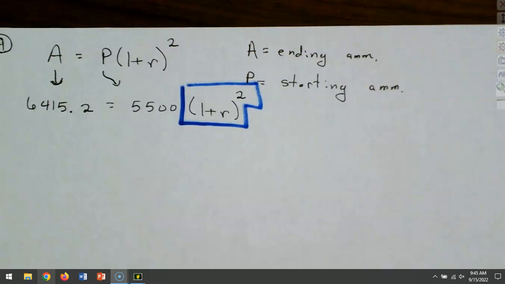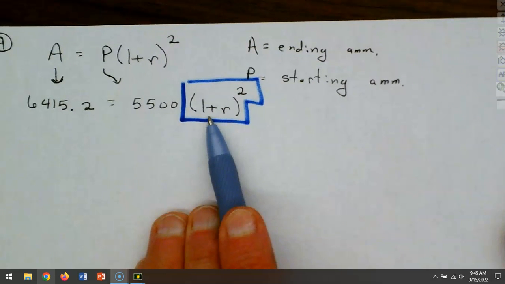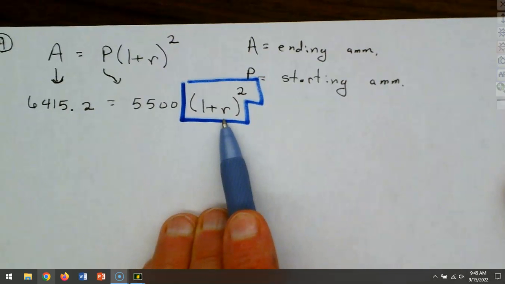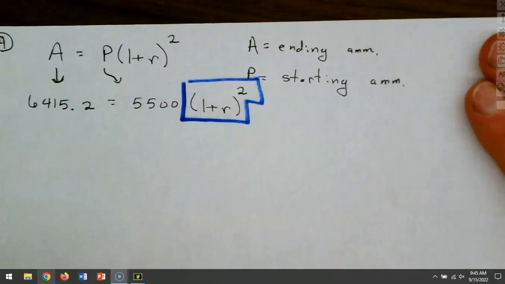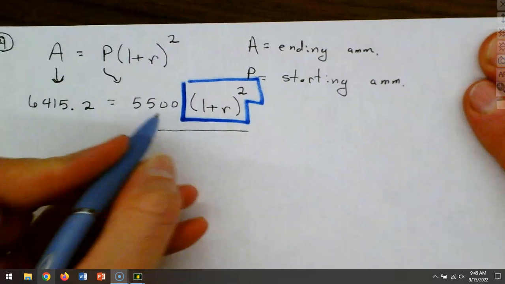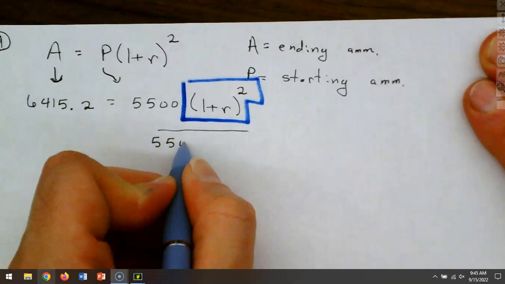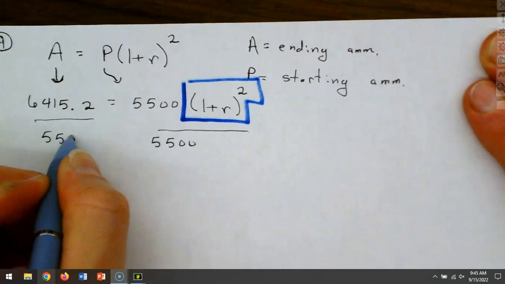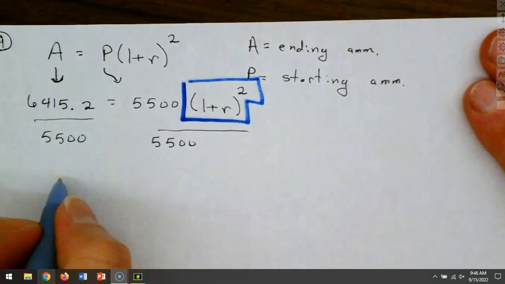So what I'm going to do is try and get this by itself so I can take a square root. That's going to be the easiest way to work with it. You could FOIL this all out, but you're going to end up with a page worth of work, when if I use the square root property, I'll be done in a few steps. So I'm going to go ahead and divide everything by this 5,500. That way I can isolate the square by itself.